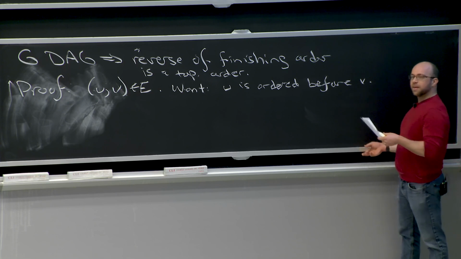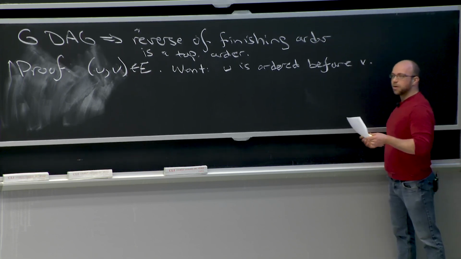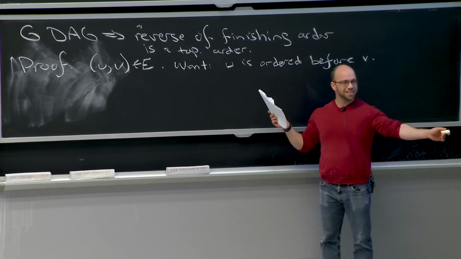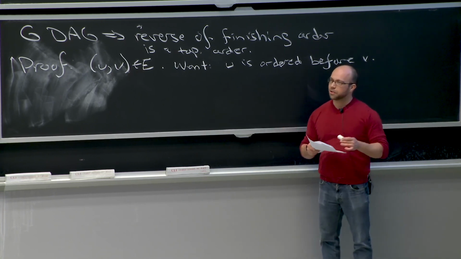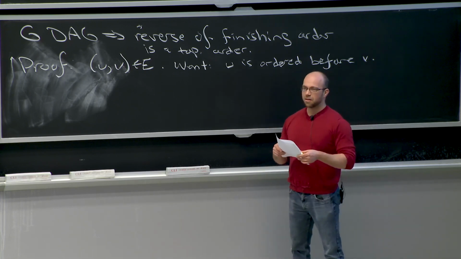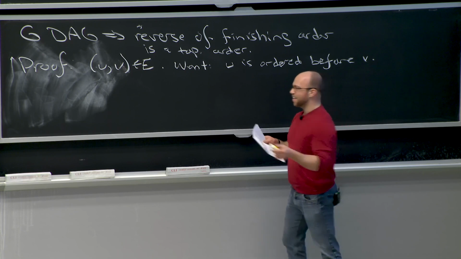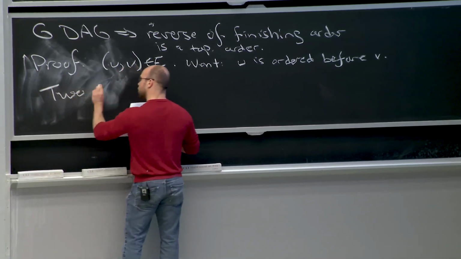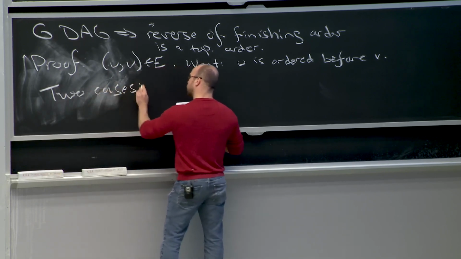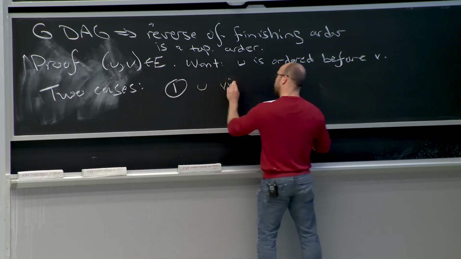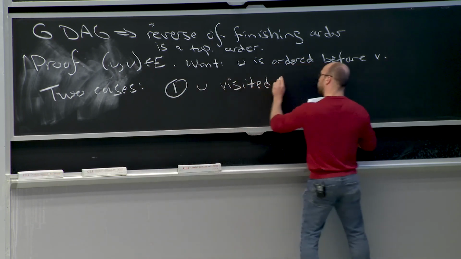Okay? So let's think back to our call to the DFS algorithm. Remember, we call this visit function, right? So we have two cases, right? Either U is visited before V, or it ain't. Yeah? So let's do those two cases. So case number one is U is visited before V.